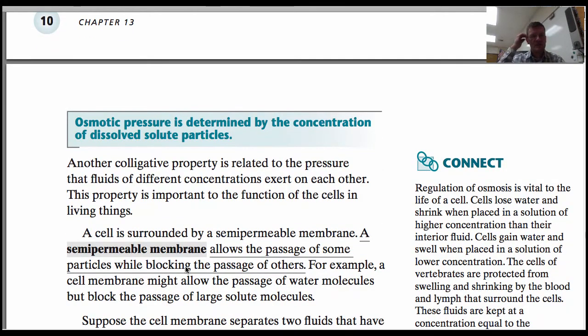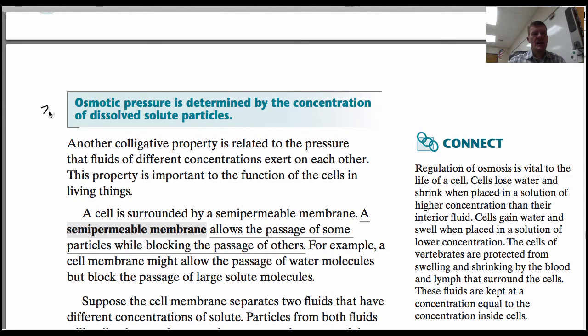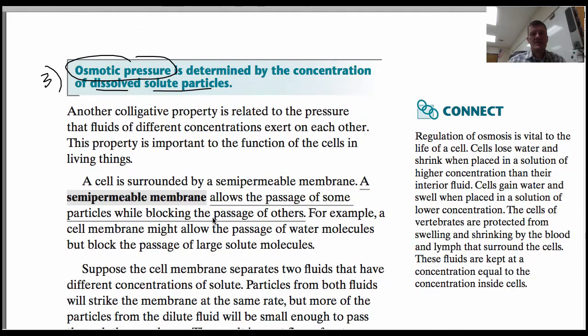All right, last one. Last one is called osmotic pressure. Osmotic pressure is determined by the concentration of dissolved solid particles as well. Let's talk about what osmotic pressure is. Basically, particles can pass through what is called a semi-permeable membrane. A semi-permeable membrane basically allows the passage of some particles but blocks the passage of others. Some particles can pass through because they're small enough, others are too big and they won't be able to pass through. That's called a semi-permeable membrane.